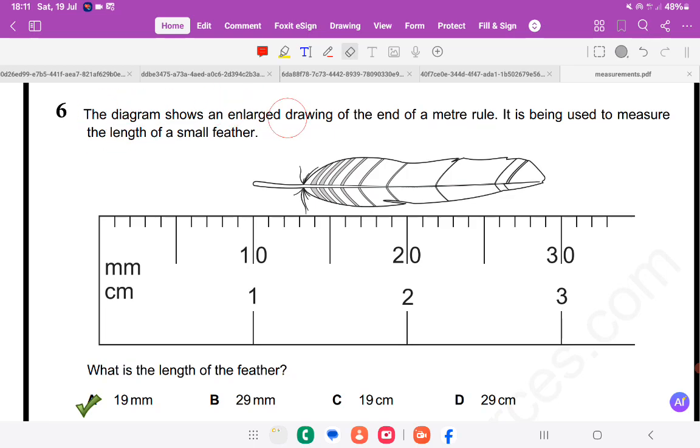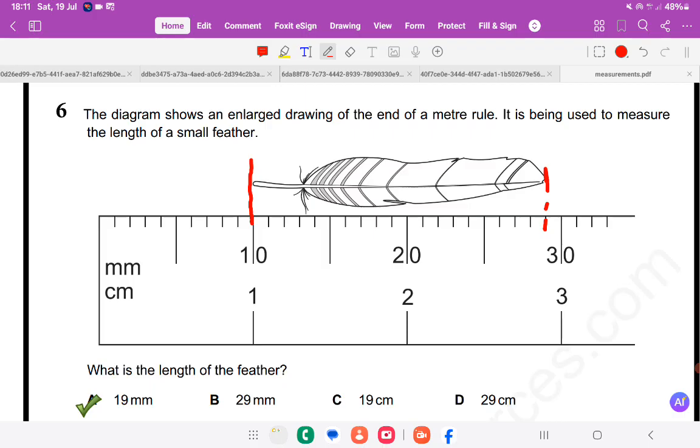The diagram shows an enlarged drawing of the end of a meter rule. It is being used to measure the length of a small feather. So we have a feather here, whose length has to be determined. So the question is saying what is the length of the bird feather. All right, so for us to do that, we needed to know the reading here, the reading over here, and also the reading over here, and then we subtract the two values.